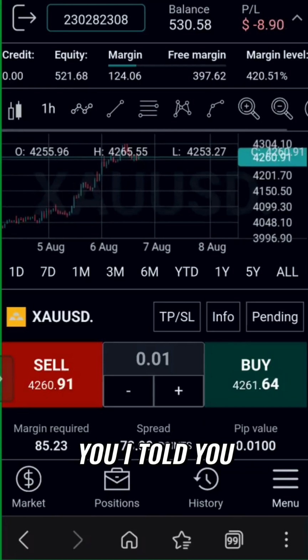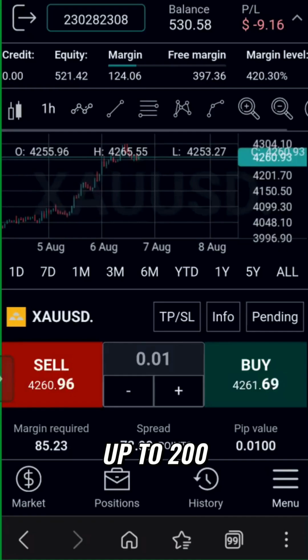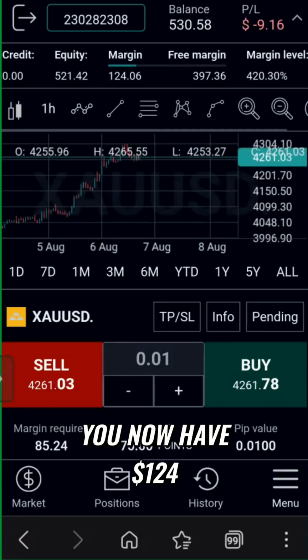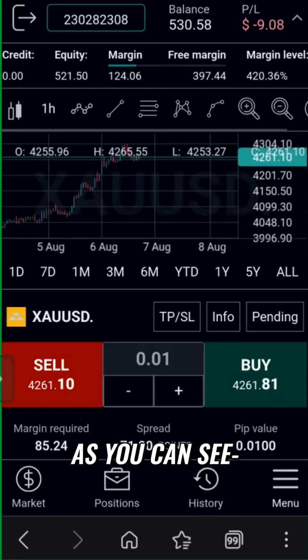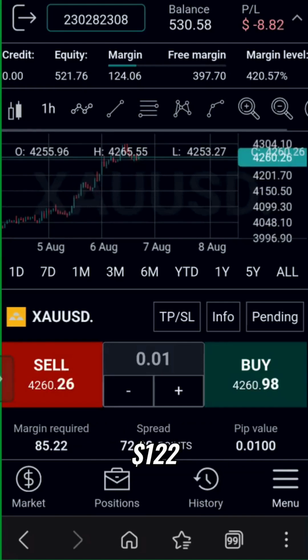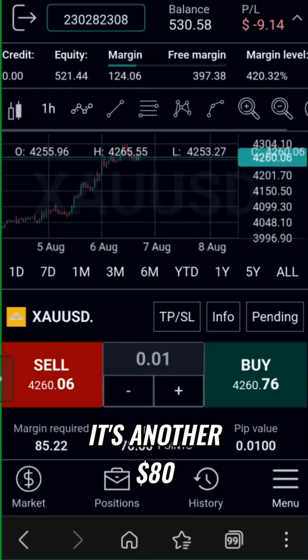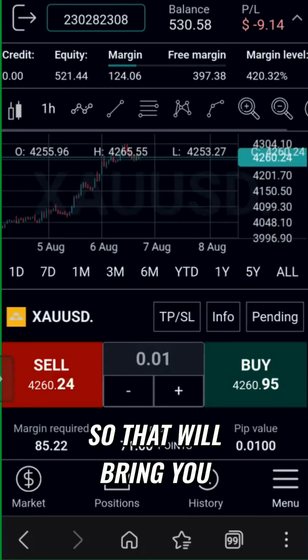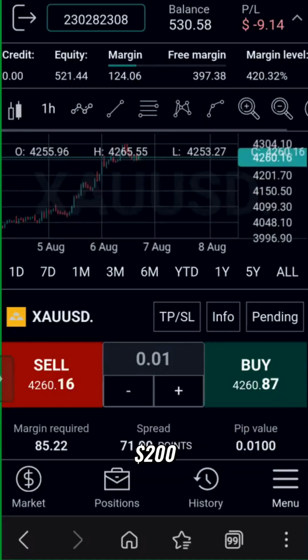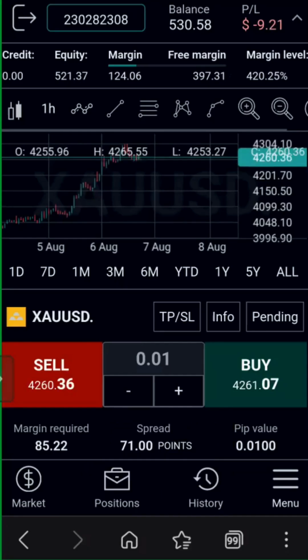So I told you, you can trade up to $200. Remember, now with your account, you can trade up to 200. You now have $124 in your margin, as you can see with your 2 trades on Forex, right? You see that on your margin, 122. So if you take another trade on gold, it's another $80. That will bring your margin to about $200, 210, give or take. So that will be precisely like we discussed. So would you like to do that?